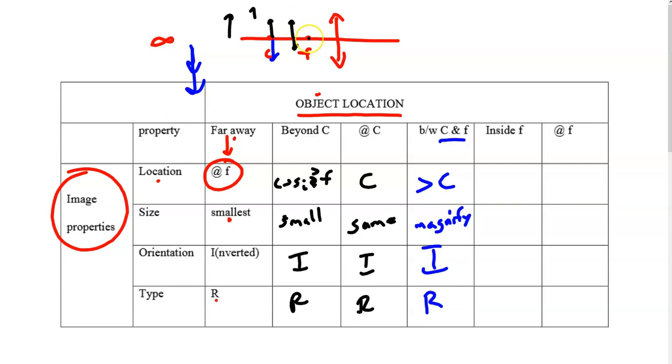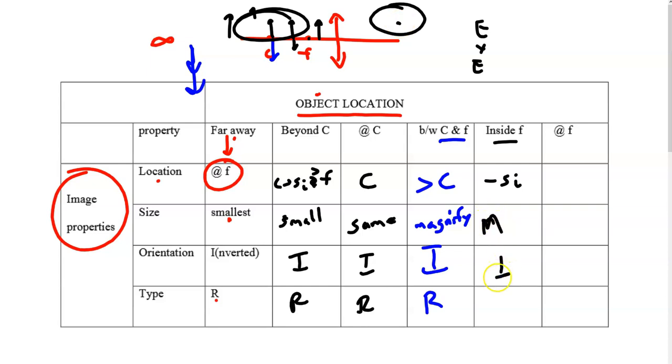Now we're going to move the object inside of F. If we're inside of F, then our image location is negative S_I. We're going to have a negative image distance. In other words, the image is going to be on the other side of the lens. Your eye generally will see the real image over here, inverted, but now it's going to be on this side. So that's why I'm going to put it like that. And it will be magnified, so I'm going to put a big M for magnified. And it's going to be upright, U, and it's going to be virtual.